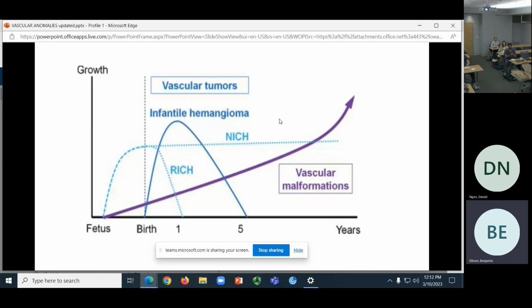Vascular malformation is different, so it's present before birth. You may not see it at birth, and over time, the size keeps growing. Instead of regressing, it keeps growing. So that's a very good way to define a vascular tumor from a vascular malformation, right?